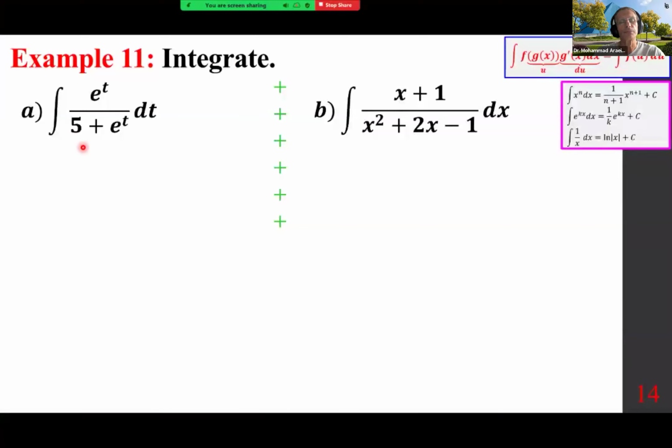Fractional format. This is a rational function. This is not. Both of them are fractional format. If you can't simplify it, the choice for you would be the denominator.